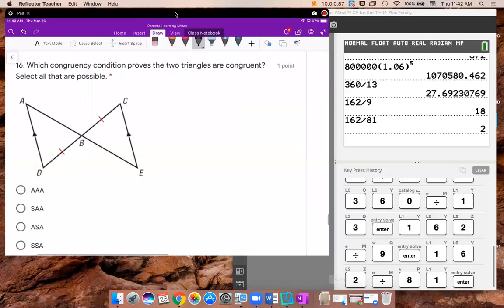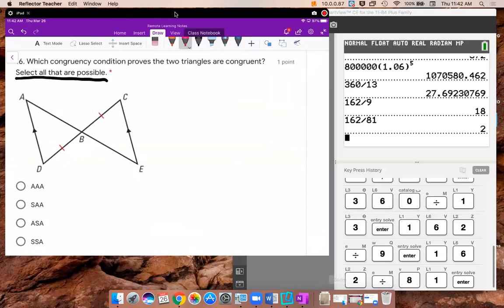Okay, so this one, you guys just have to slow down a little bit and read directions. It says select all that are possible. They do give you that these two lines are parallel. So if these two lines are parallel, I know angle D and angle C have to be congruent because they're alternate interior angles. I know that angle B has to be congruent on both sides because those are vertical angles. And then I also know that it's a possibility for A to be congruent to E because they're also alternate interior angles on those parallel lines. So there's two cases that actually work for this.